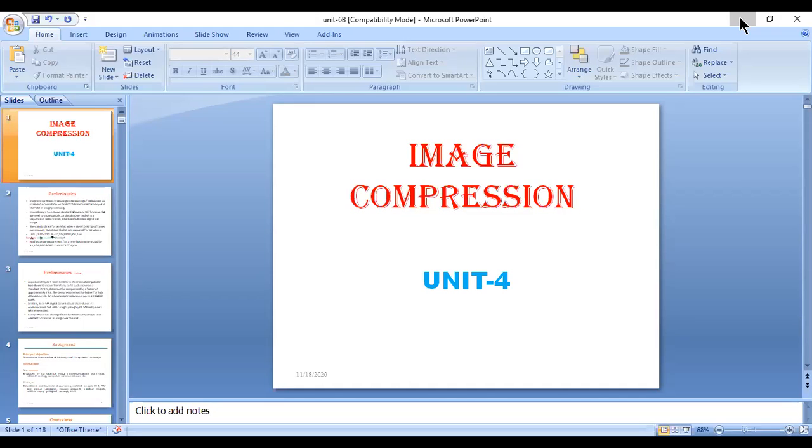Now there are three basic data redundancies. The first one is coding redundancy. The second one is interpixel redundancy. The third one is psychovisual redundancy.